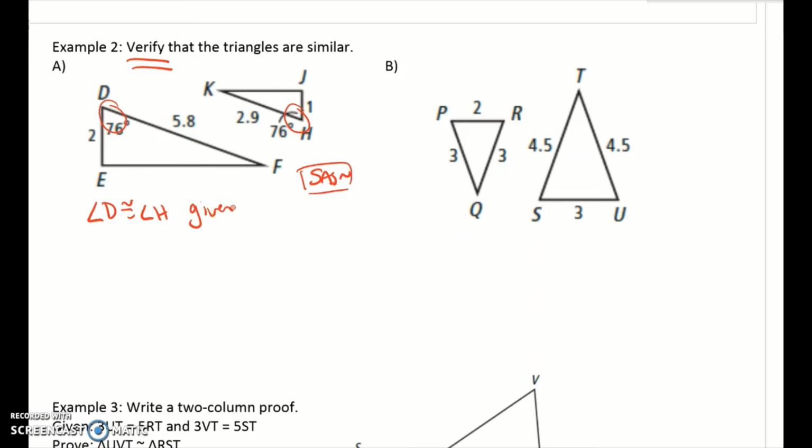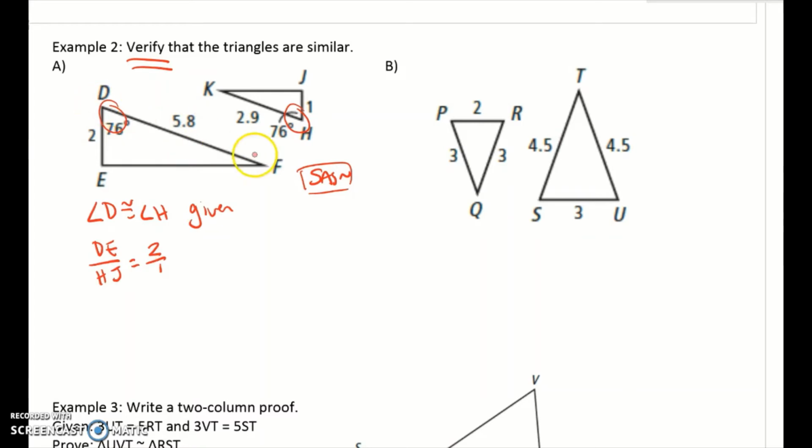And then I want to say, well, are the sides proportional? It doesn't matter which you go with, right? Large to small or small to large. Just be consistent. So I'm going to look at DE over its corresponding side, HJ. And let's see what we get. So that's going to give me 2 over 1. Don't reduce it because I want to look at my ratios.